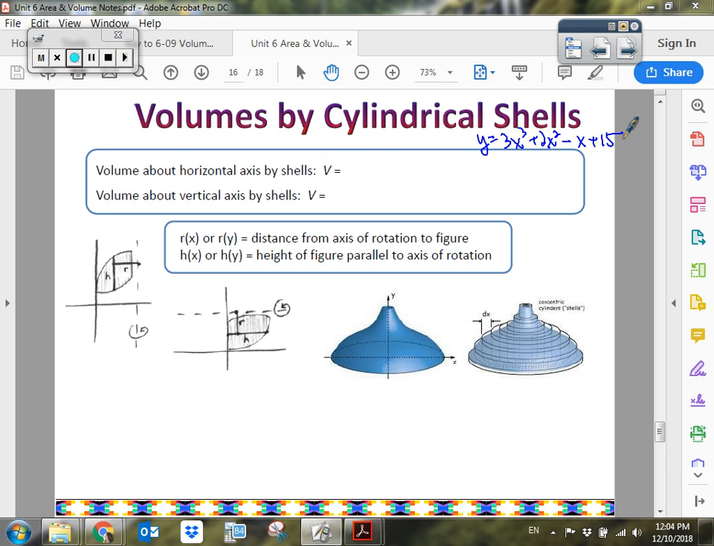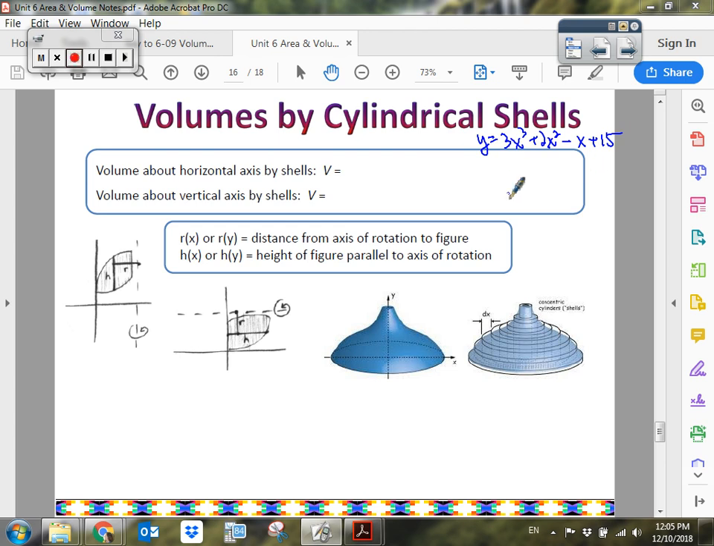So what we have is shells, which is exactly the opposite of discs and washers. Shells is if you are rotating about a horizontal axis, you have to use y's. And if you are rotating about a vertical axis, you have to use x's. That is really the benefit of this other technique, when we get into a situation where we really can't solve for x.